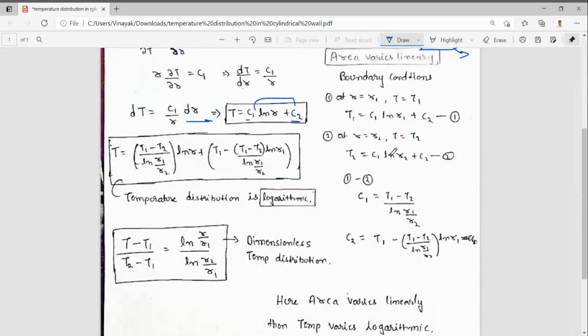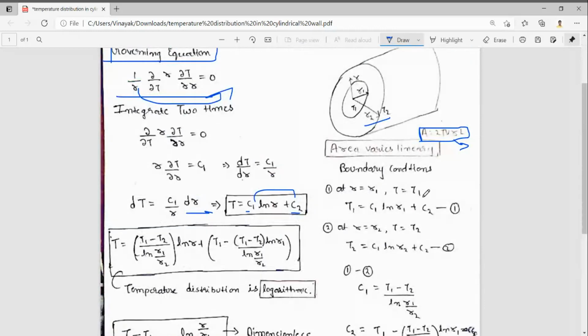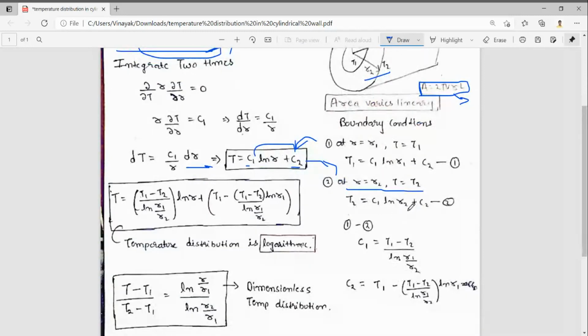So area varies linearly, and we will see how temperature varies when area varies linearly. The boundary conditions: at r = r1, T = T1. Substituting this boundary condition in the equation, we get T1 = C1 ln r1 + C2. The second boundary condition is r = r2 at T = T2, so T2 = C1 ln r2 + C2. These are equations 1 and 2.